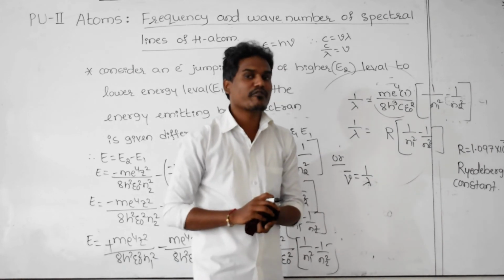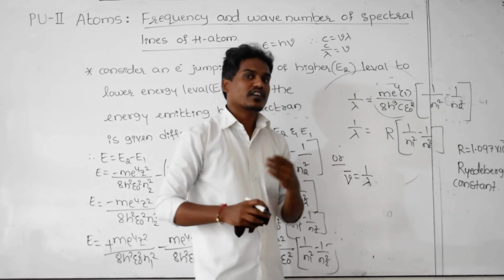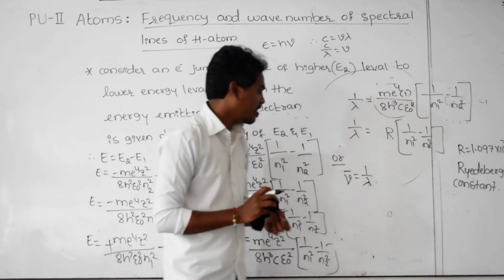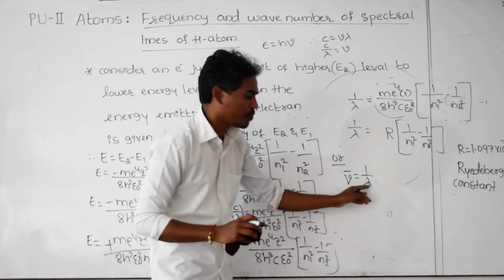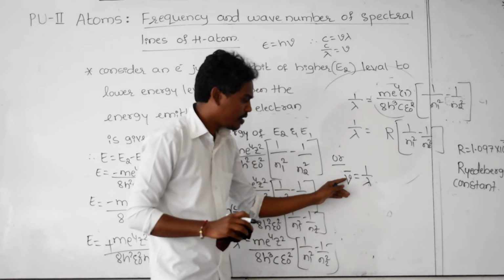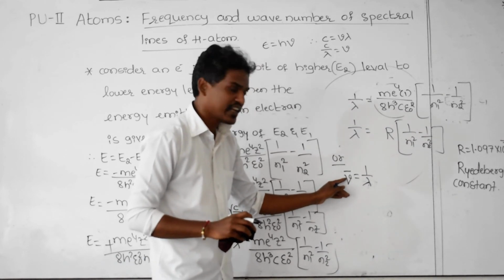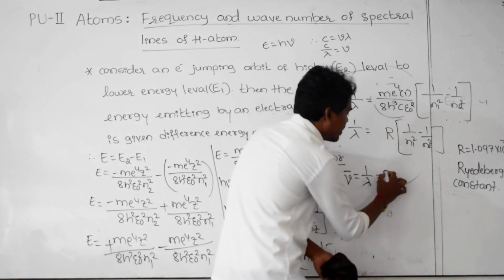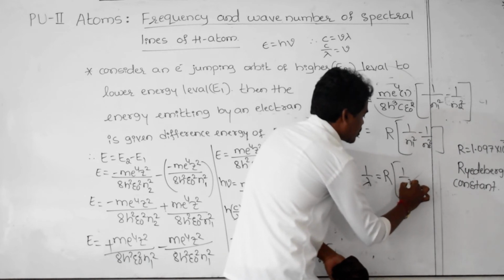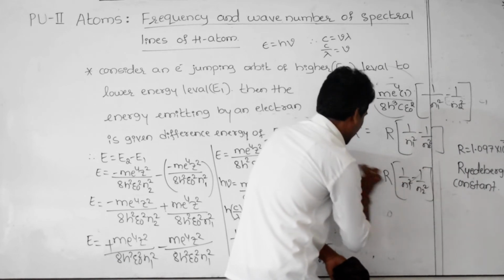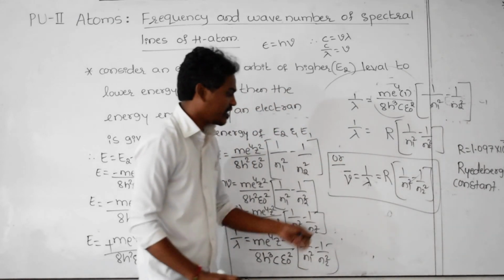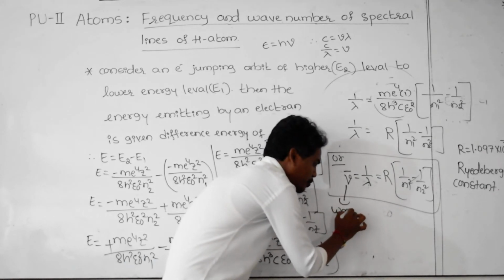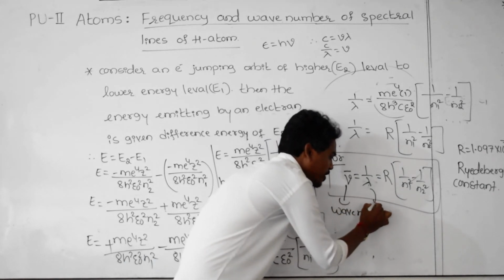Or else you can define what wave number is. The wave number is the inverse of the wavelength of spectral lines or electromagnetic radiation. Wave number and lambda are inversely proportional. With respect to length, the number of waves we call the wave number. Don't take it as a frequency. That's why wave number, or 1 by lambda, is equal to R into 1 by n1 square minus 1 by n2 square. Remember very clearly, this nu bar is not a frequency. This is wave number, and this is wavelength.